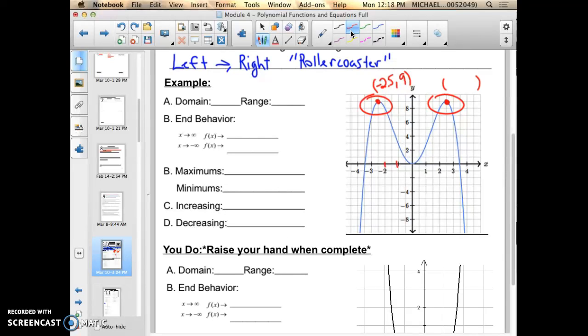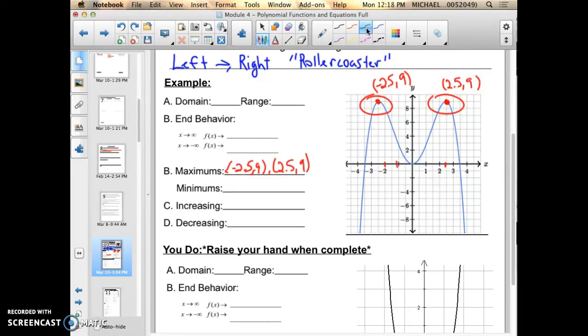Then over here, the x value looks to be right here, so positive 2.5 up to 9. So I've done my first step of finding the maximums. I've identified them on the picture and I've plotted the points for each maximum. So in this case, there are two maximums. It's -2.5, 9, and then positive 2.5, 9.